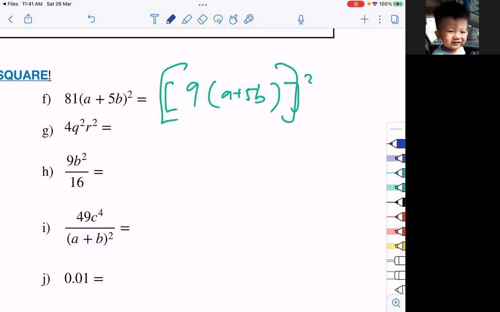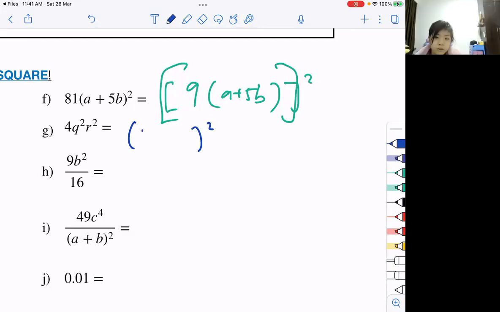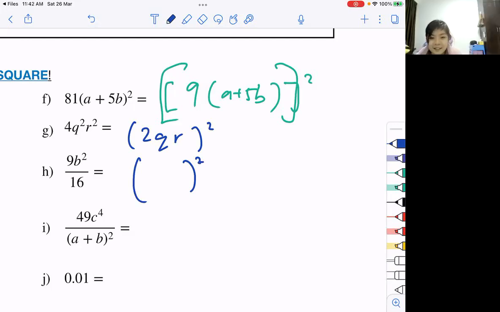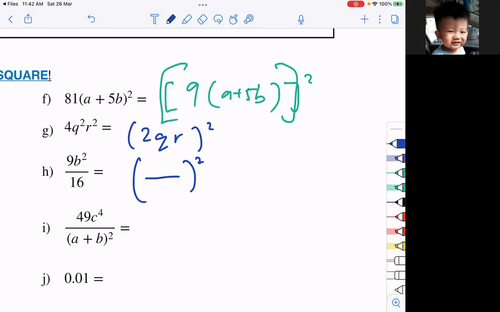G is easier. Who can read me the answer without looking at anything? 2QR. How come Gina suddenly so good? No, Gina, I think you just basically look at the question, or you look at the answer. No, I didn't. I just look at the question. Yeah, and that's why I said you improved lah. You got a lot faster than last time. Okay, H also can. Now you're getting used to it already. It's the same thing over and over again.